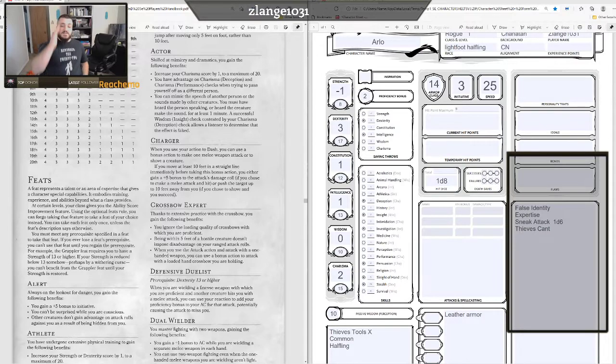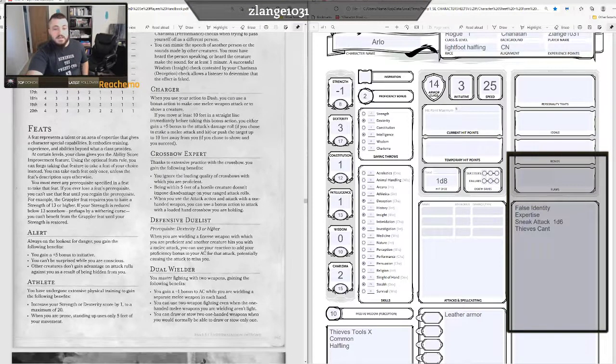Now we talk about your feats. It's up to your DM on how many feats you get at the start and how many feats you continue to get. Different rules. And some of them are pretty great. Like this one, Crossbow Expert. Wow.